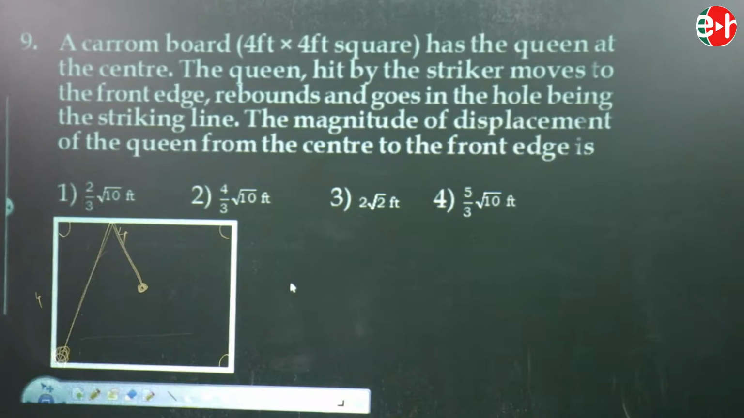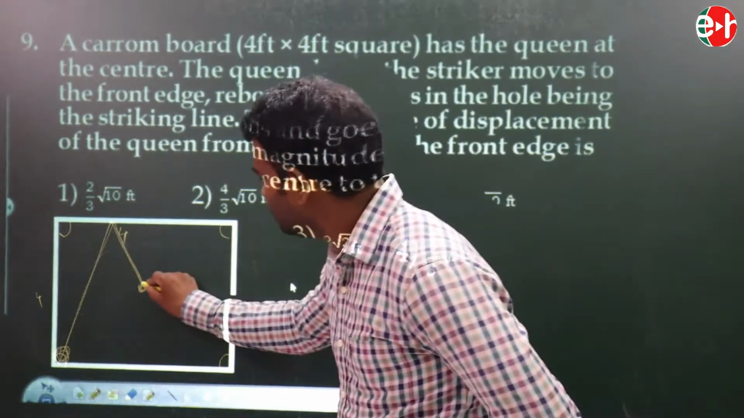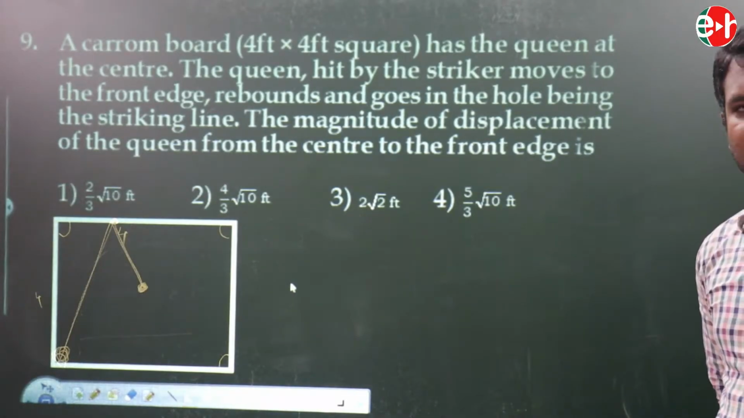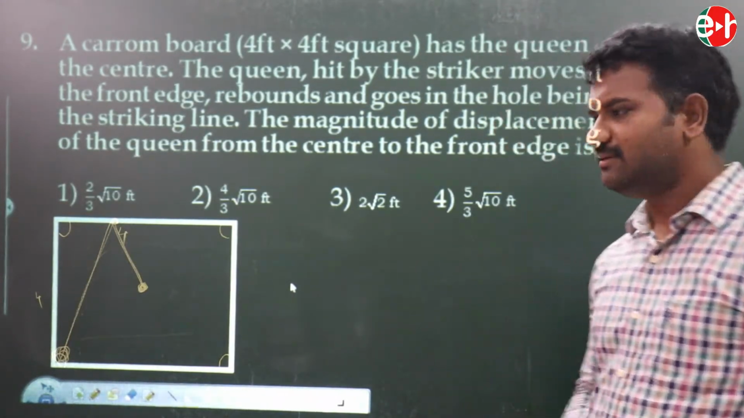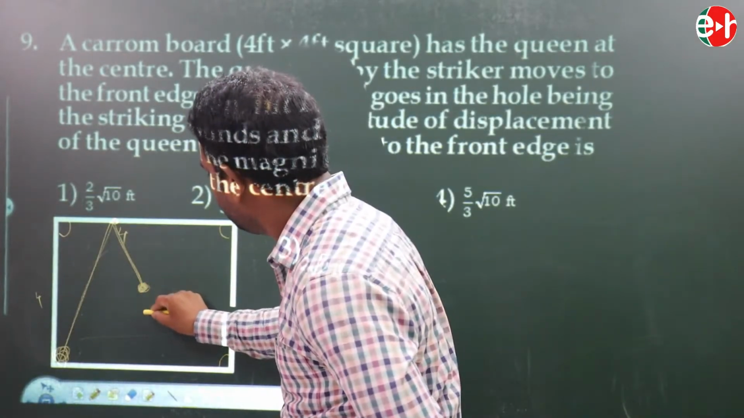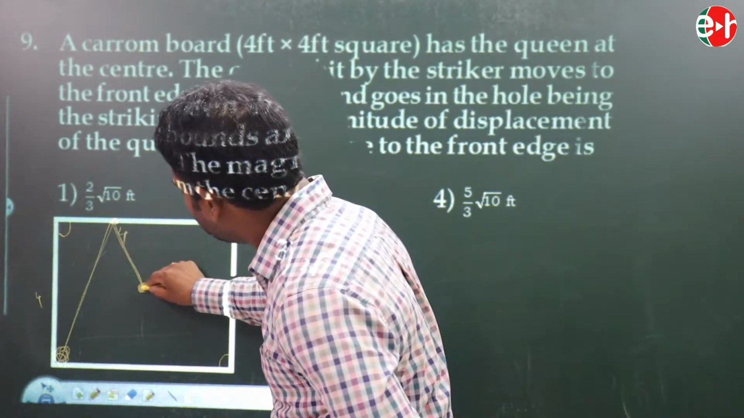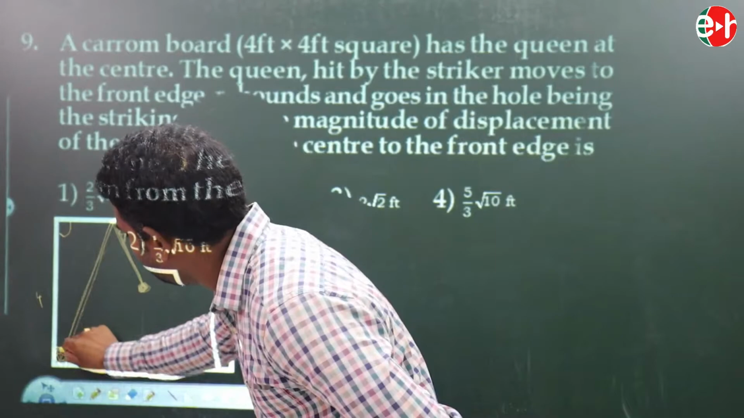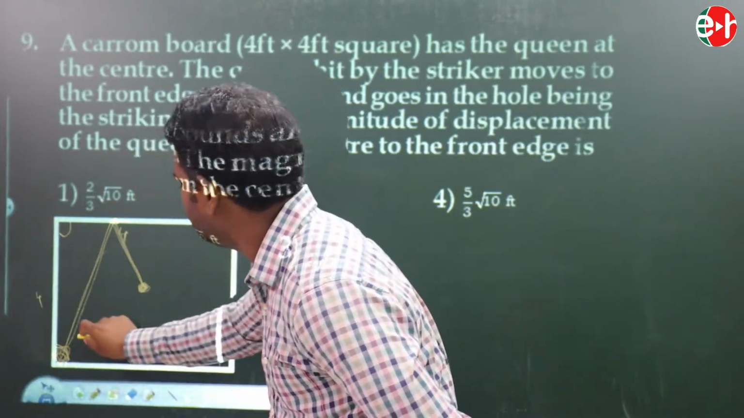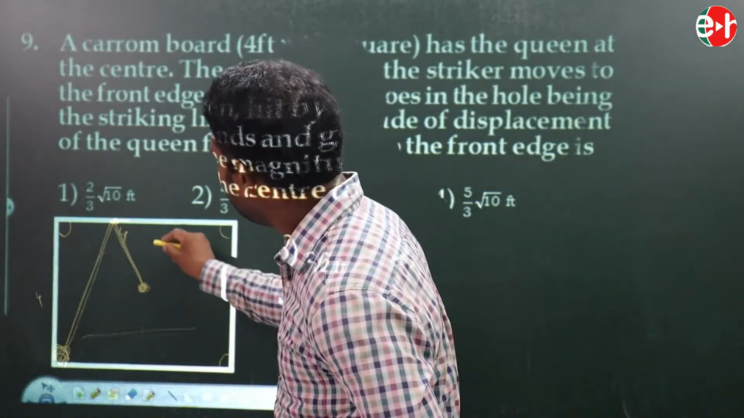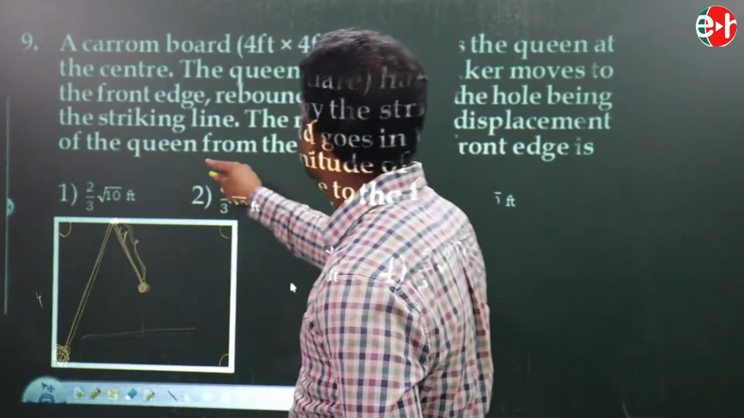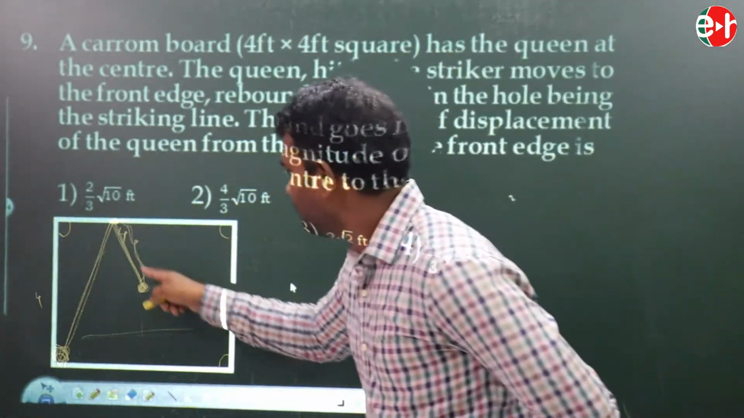The magnitude of displacement of the queen from the center to the front edge is... He is asking us to find the magnitude from here to here. Is it clear? See, I repeat the question. There is a queen. It is hit by the striker. So once it is hit by the striker, the queen moves like this, hits the front edge and rebounds and falls in the hole behind the striking line. I mean, this is the striking line, behind this it falls here. Now the question is, what is the displacement? He is asking us to find this length, of the queen from the center to the front edge.